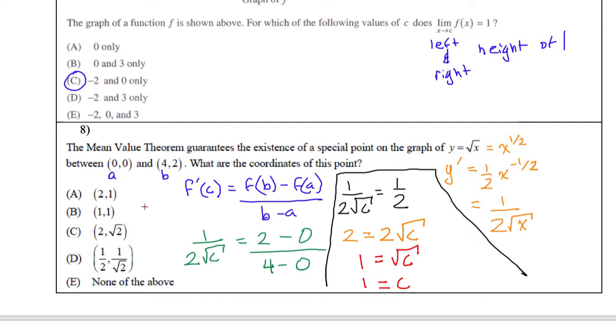All right, so which of these has an x-coordinate of 1? Looks like b. They might have tricked you, though I don't think they would ever do this, but maybe they did 1, 2, and then you have to check, okay, if I plug in the x-coordinate of 1 into my equation, what is my y-coordinate? Well, if I plug in 1, square root of 1 is 1, so the y-coordinate is also 1. So that does make sense. Correct answer is B.